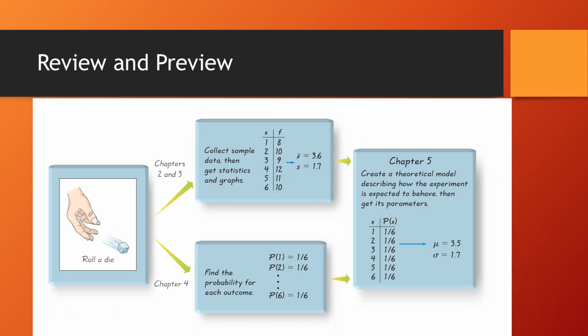In chapters 2 and 3, we basically learned how to collect sample data, make graphics, and generate summary statistics from it, such as the sample mean and the sample standard deviation. In chapter 4, we started talking about the probability of outcomes and events. What we're going to do is tie both of those together in chapter 5. Basically, we're making a theoretical model that hopefully describes the experiment we might have done and the behaviors we should expect to see in it. Then we get what we call parameters. We have our sample statistics, and the parameters are basically our population, what we would generate from our theoretical model of what would happen in the long run.